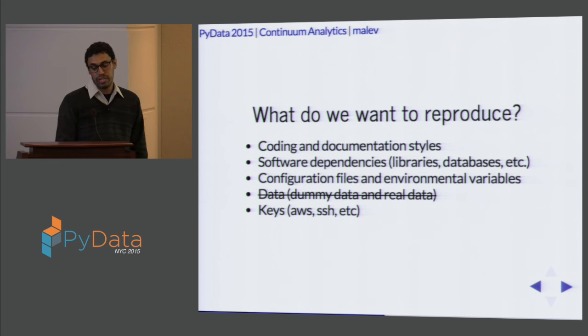Sometimes we also want to share data, especially if you want to publish something in, I don't know, nbviewer or GitHub. But there's no consistent way to share data, so I just omit this for now. And lastly, I just named keys, like Amazon keys, Azure keys, SSH keys to our own servers, or any kind of file that needs to be secure.